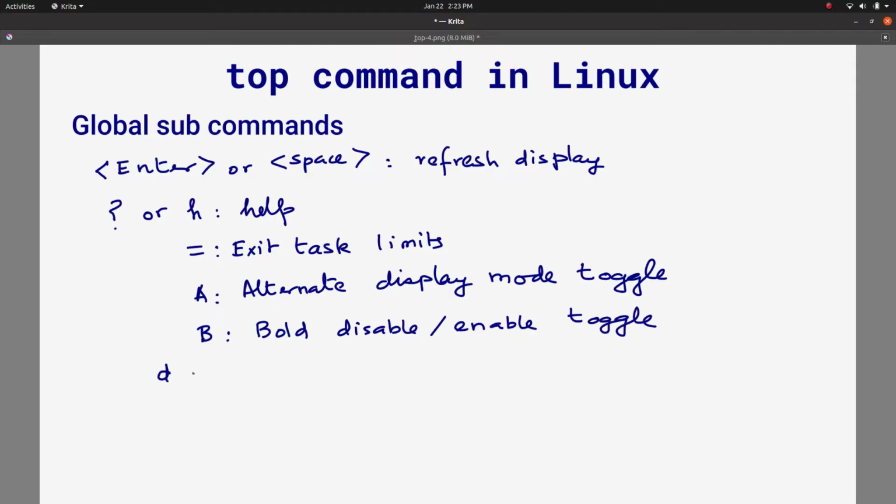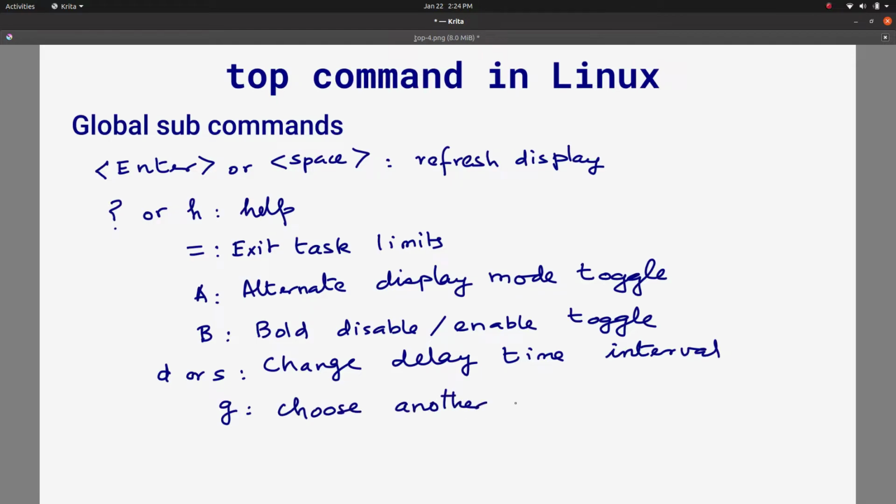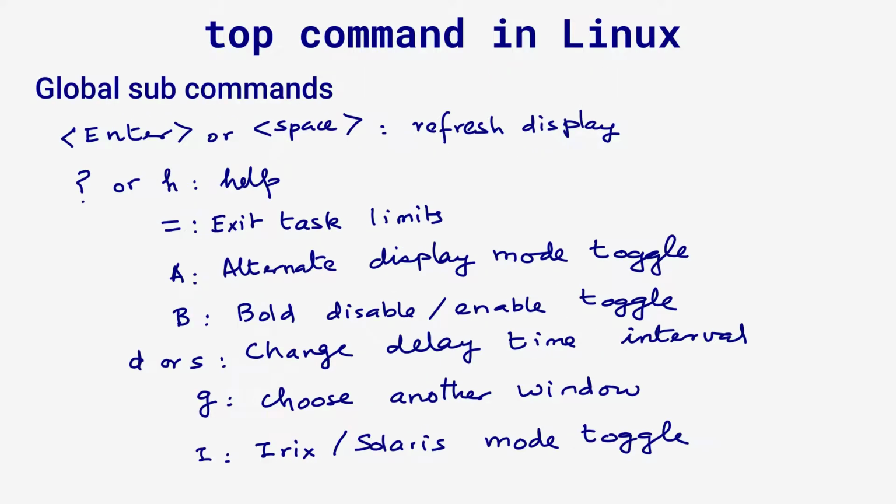Uppercase A toggles between the alternate display mode and the default display. Uppercase B is the toggle for display of main entries in bold. By default, the main entries are in bold and you can switch off the bold or switch it back if it were not already displaying in bold.